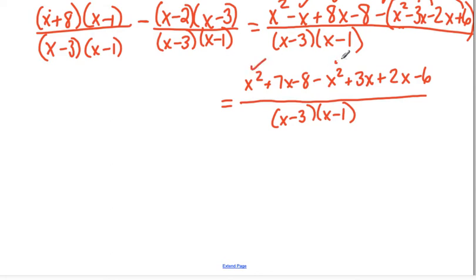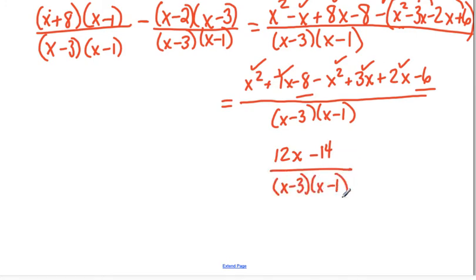So x squared minus x squared, those would go away. 7x plus 3x would be 10x, plus 2x would be 12x, and then negative 8 and negative 6 would be negative 14 over x minus 3, x minus 1.